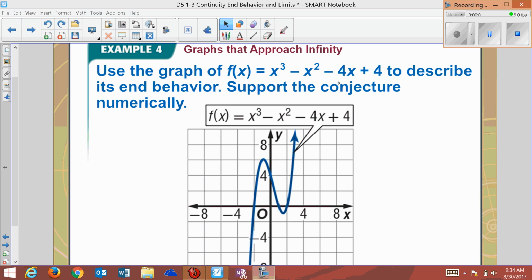Now we get to limits. It says use a graph of f of x equals x cubed minus x squared minus 4x plus 4 to describe its end behavior. Support the conjecture numerically. Now, when we see end behavior, you need to think of limits.